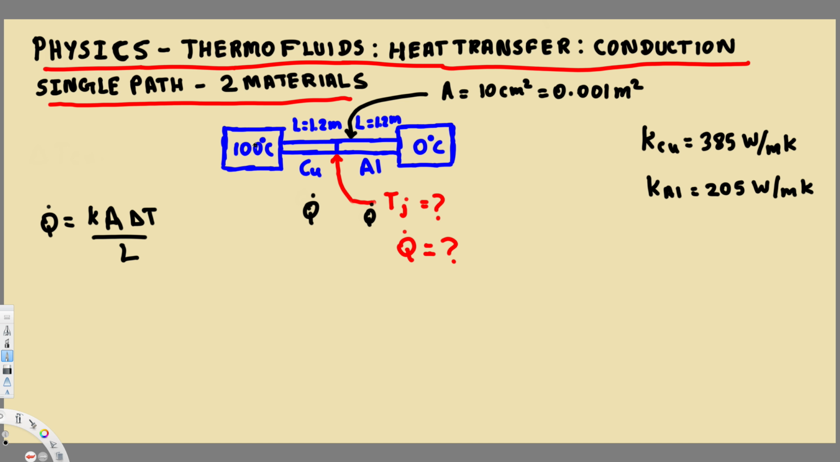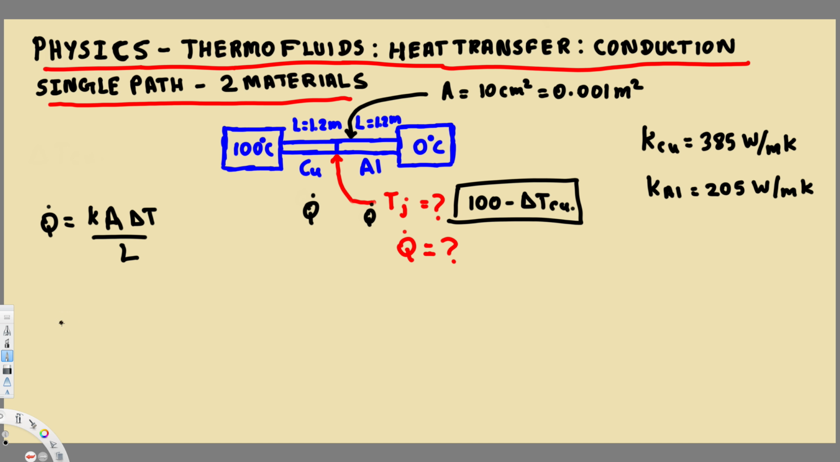So we have 100 degrees Celsius right here, and if we calculate delta T copper, the temperature difference, and subtract that one from 100, that's going to give us the junction temperature. So let's note that one down. 100 minus delta T copper is going to be the junction temperature. So in order to do this, we have to find out delta T copper first, right?